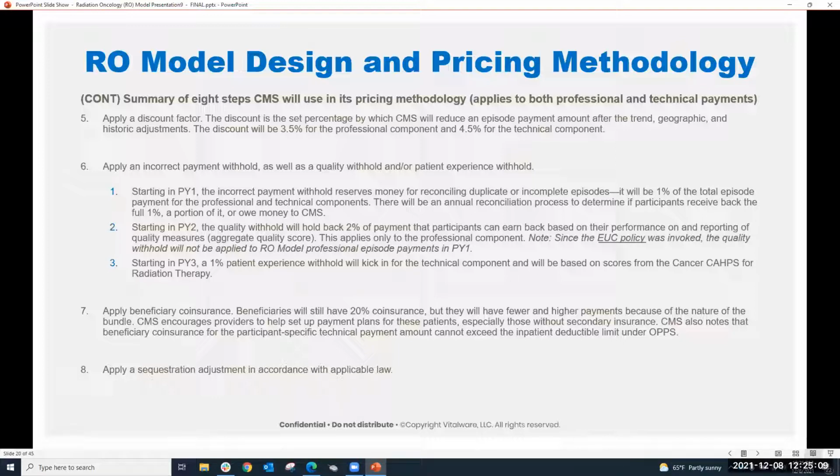In performance tier 2, you're going to have your quality withhold, which is based on the performance and reporting of your quality measures, which we will go over later. And that's 2% of your payment. And then in performance tier 3, the patient experience withhold will kick in. That's going to be based on the CAPS radiation therapy survey.